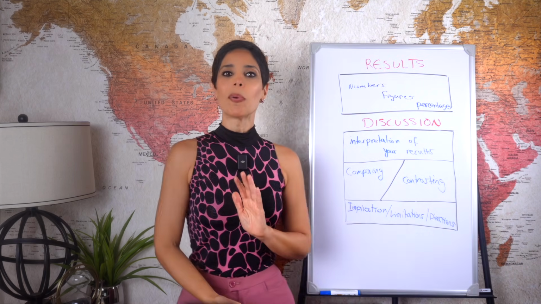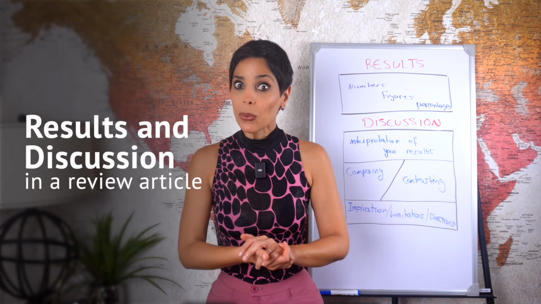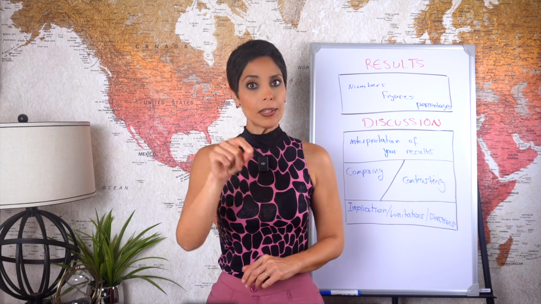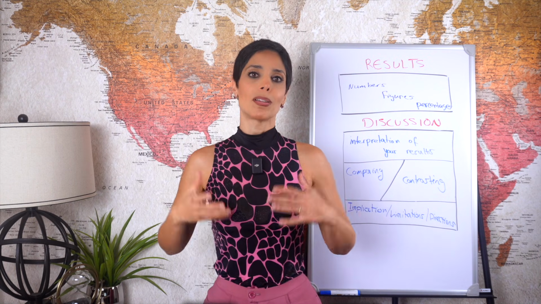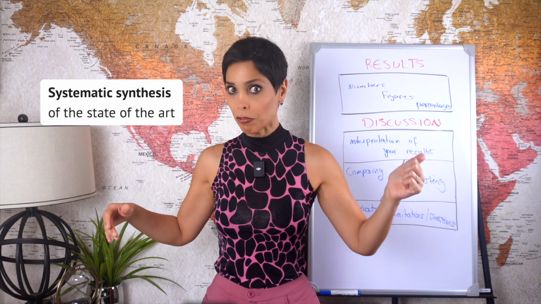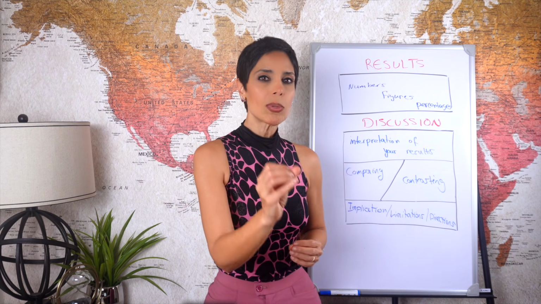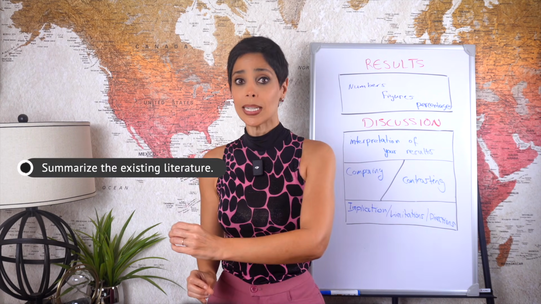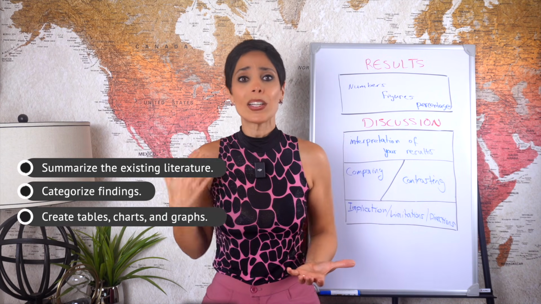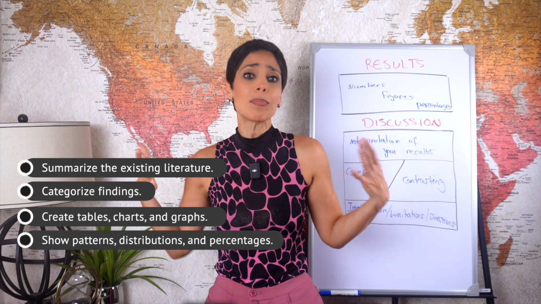Now, let's talk about the results and discussion in a review article, because the structure here is slightly different from a research paper. In a review article, the results section is not about your experiments. It's about a systematic synthesis of the state of the art. This is where you organize what's already known. You summarize the existing literature, you categorize findings, you create tables, charts, and graphs. You show patterns, distributions, and percentages.